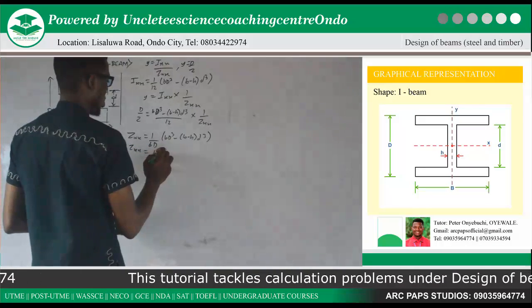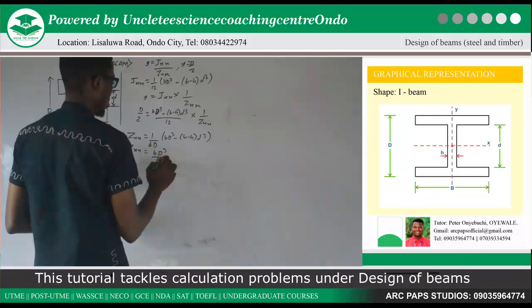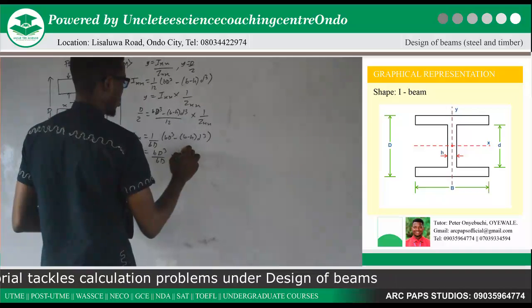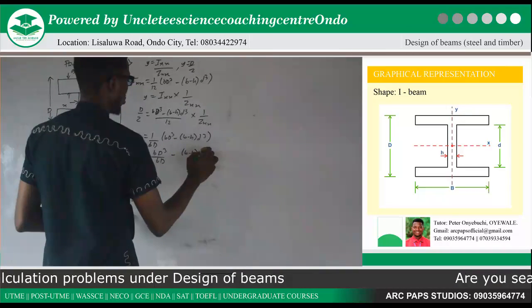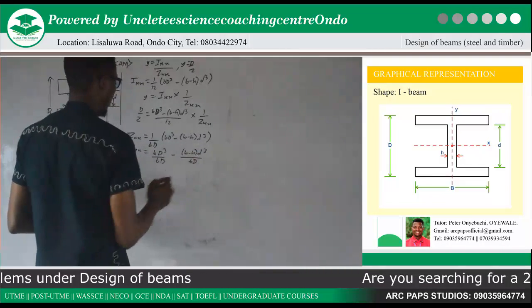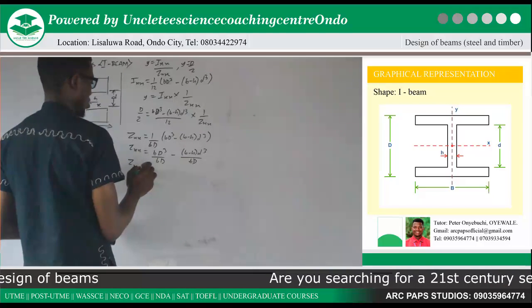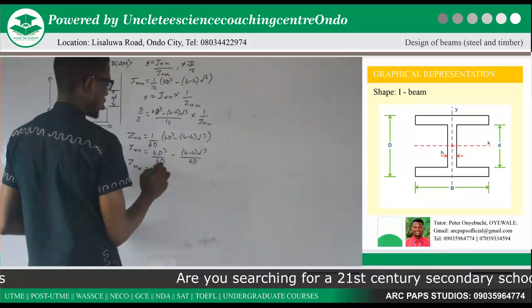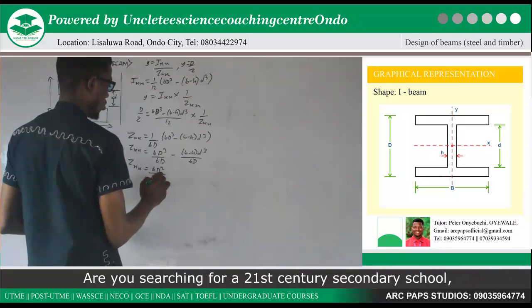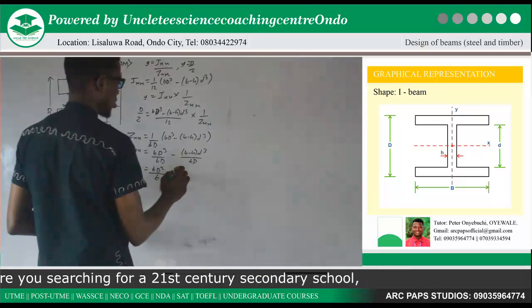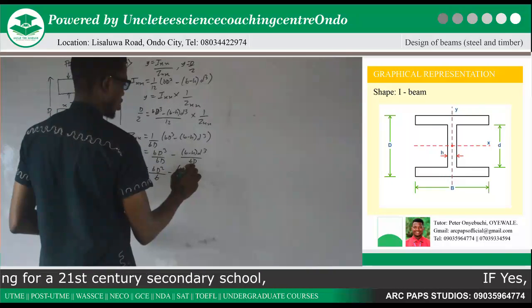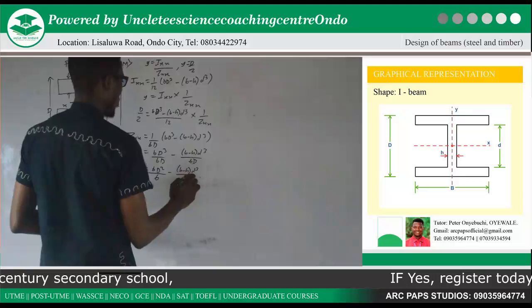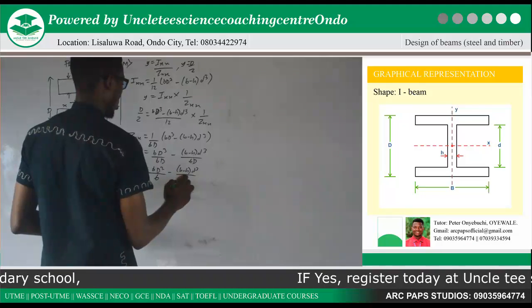So it means our Zxx is b d cubed over 6d minus b minus h d cubed over 6d. You can still leave it as our Zxx is b d squared over 6 minus b minus h d cubed over 6d.